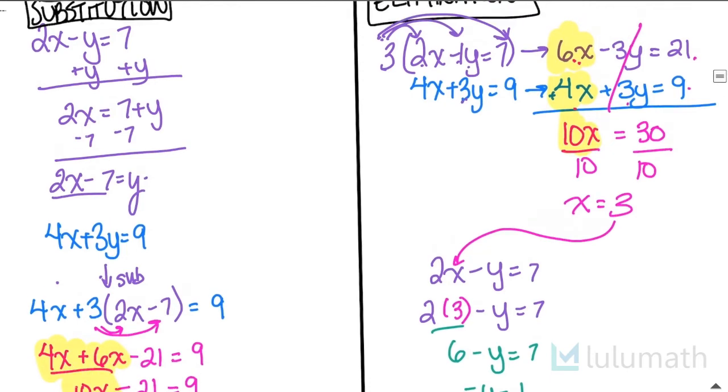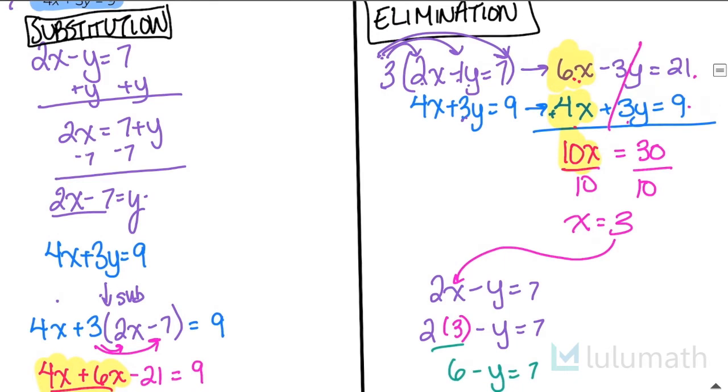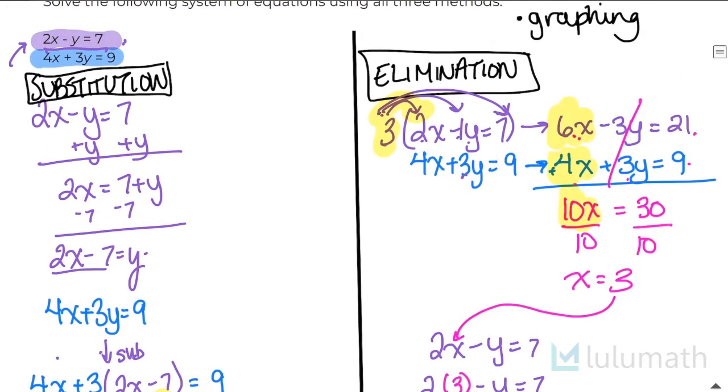Well, where did this 6x come from to begin with? It came from distributing this 3 to this 2x right here when we tried to get the variables to line up. And that's exactly what ended up happening when we did our substitution, except we did it later on. We multiplied this 3 through to what is equivalent to y in this purple equation up here.